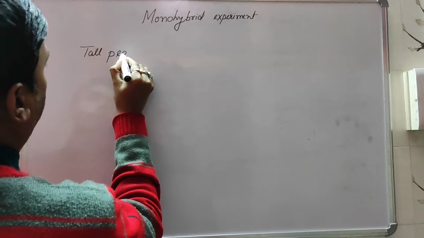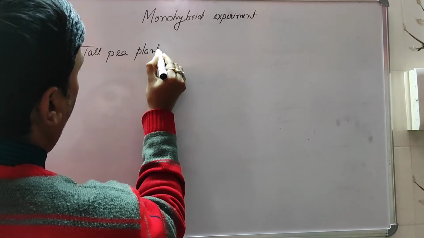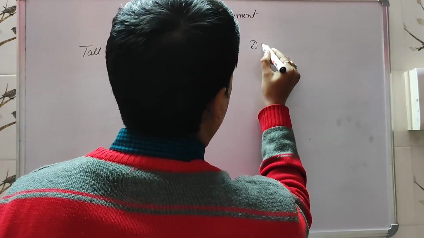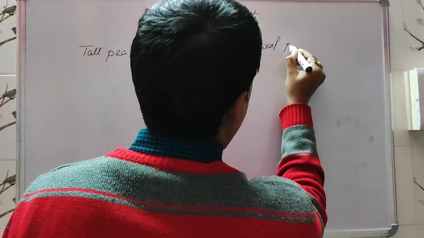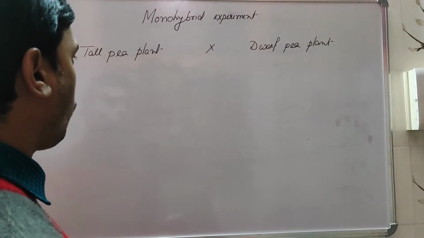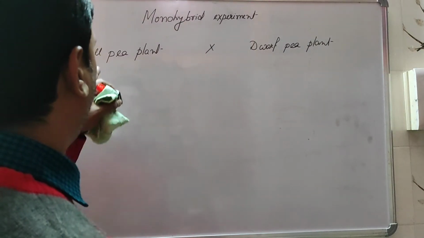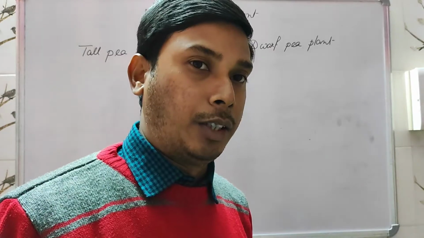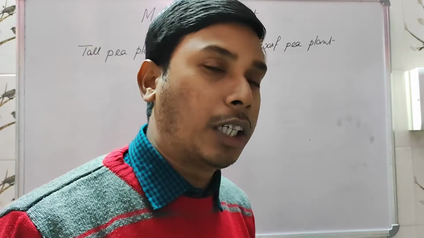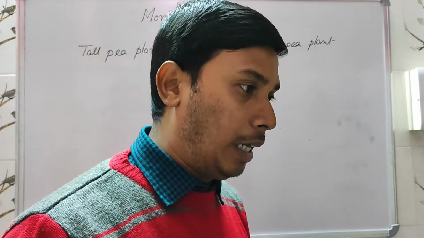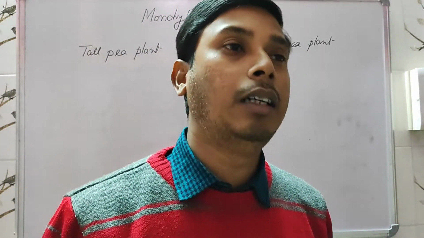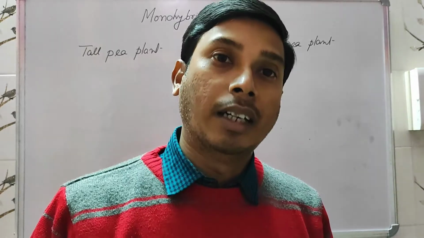So a tall pea plant is crossed with a dwarf pea plant. Tall is the dominant trait. Here we are mainly discussing one character, and that particular character is height. In height, the two main traits are tall and dwarf. Tall is the dominant trait, and dwarf is the recessive trait.